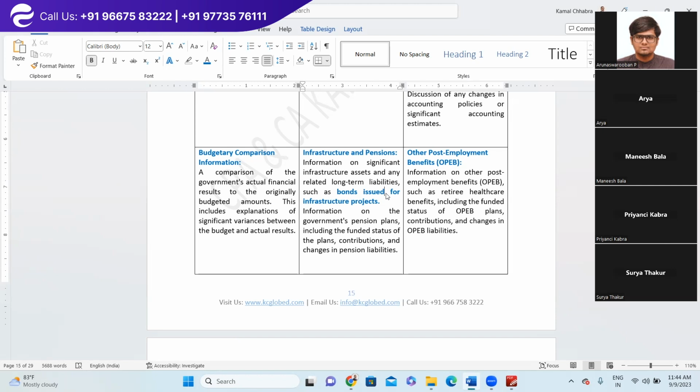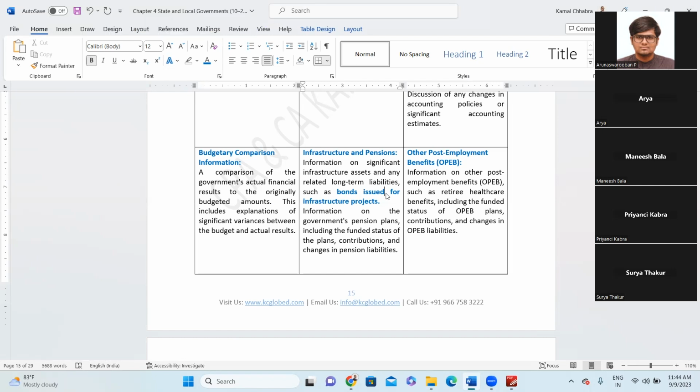Information on the governmental pension plan, including the funded status, the plan contribution, and the change in pension. So, do you know about pension plans? What is a pension plan? Any idea? Might a friend, family member, or relative be working in a government organization by any chance? Do they get some pension after retirement? Right. So, what is a pension plan all about?